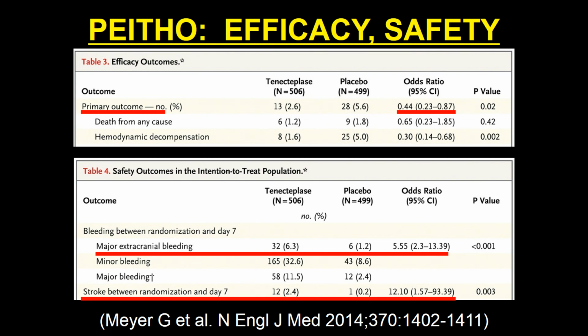But you see on the bottom half of the slide that this achievement in the primary efficacy outcome was offset by an increase of major bleeding. Major extracranial bleeding, usually gastrointestinal bleeding, occurred 5 times more often in patients receiving tenecteplase compared with patients receiving heparin alone. And the stroke rate, almost always hemorrhagic stroke, was 12-fold higher in the tenecteplase group compared with the heparin group. The stroke rate with tenecteplase was 2.4% of the patients, compared with 0.2% of the patients receiving anticoagulation alone.